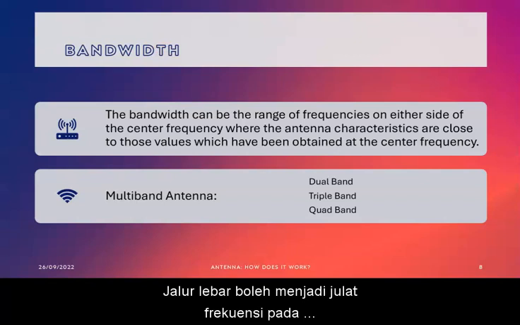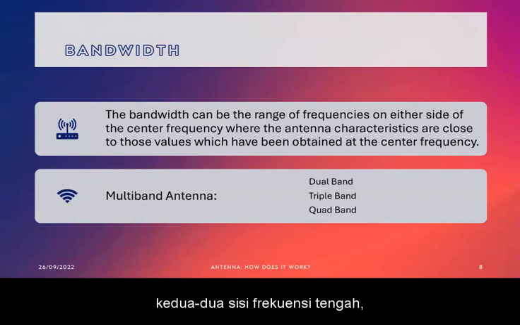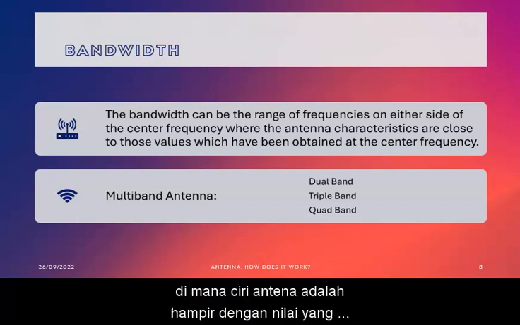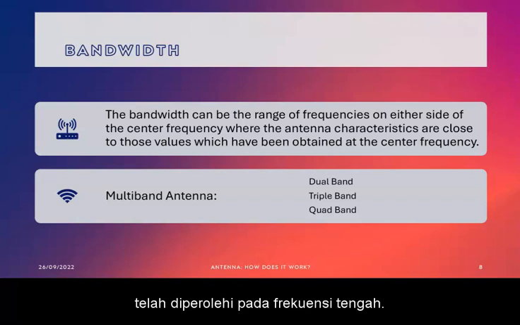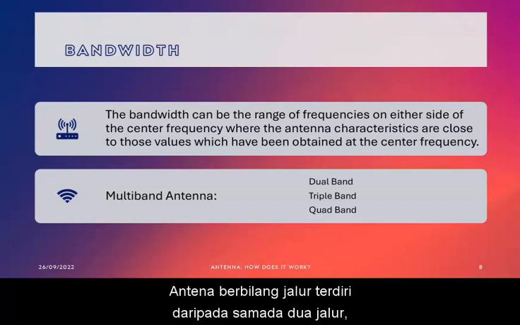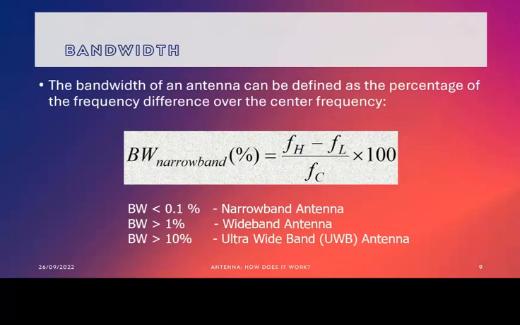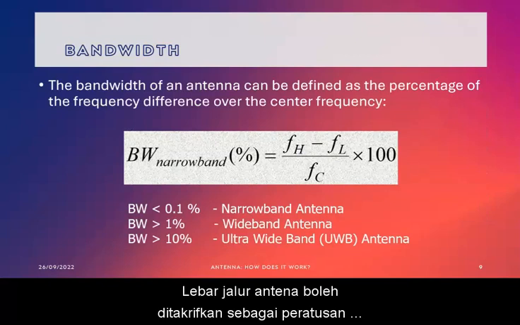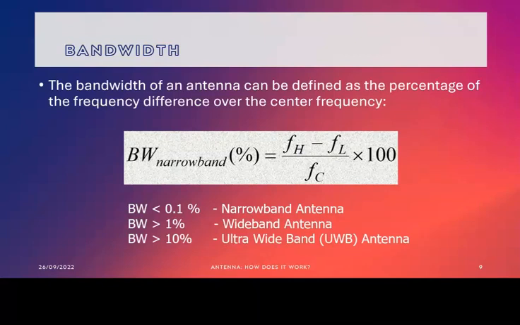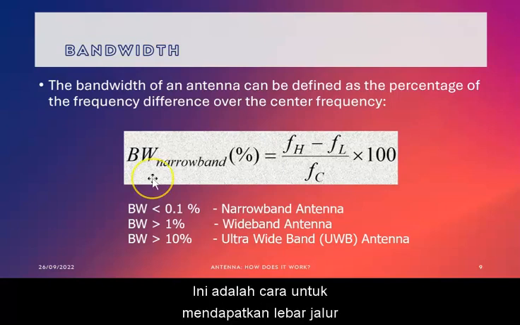The bandwidth can be the range of frequencies on either side of the center frequency where the antenna characteristics are close to those values which have been obtained at the center frequency. Multiband antennas can be dual band, triple band, quad band, and so on. The bandwidth of an antenna can be defined as the percentage of the frequency difference over the center frequency. This is the formula on how you can calculate your bandwidth.